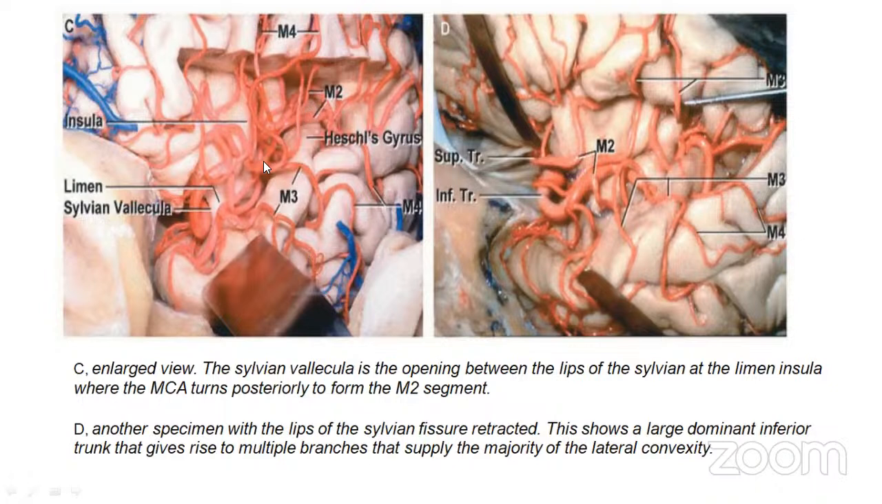Later on, this is the M3 segment, which is related to the opercula. The two opercula have been removed here in this diagram. So this would be the M3 segment. And furthermore, it would be distributed towards the cortex of the brain as M4 segments.